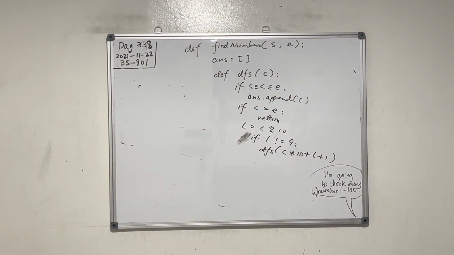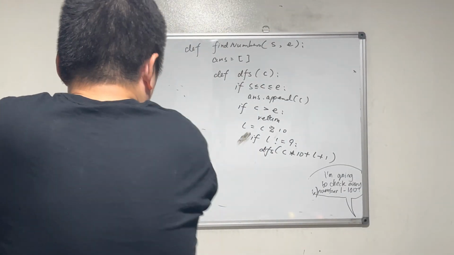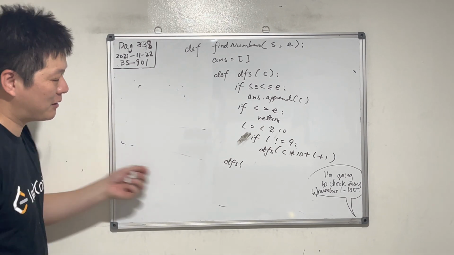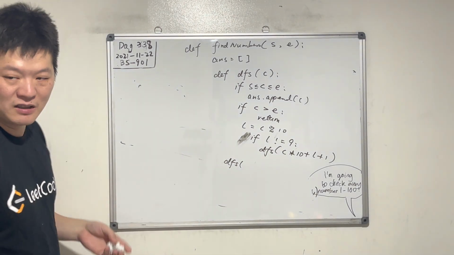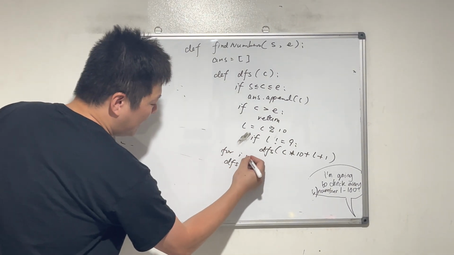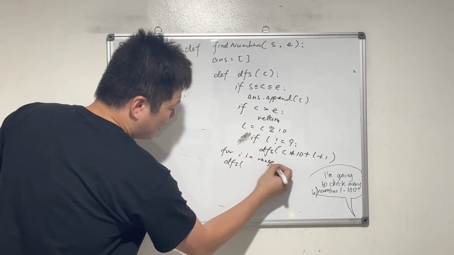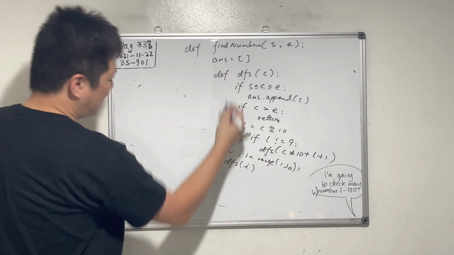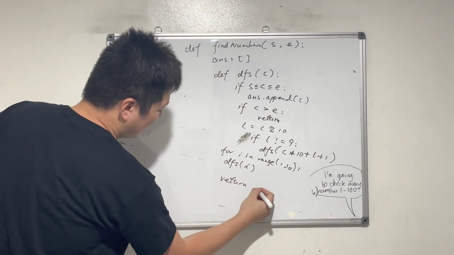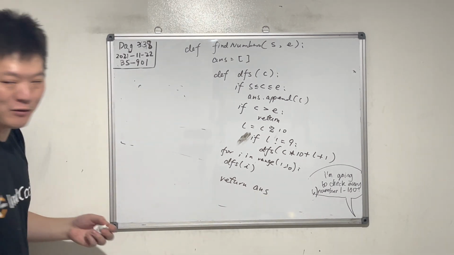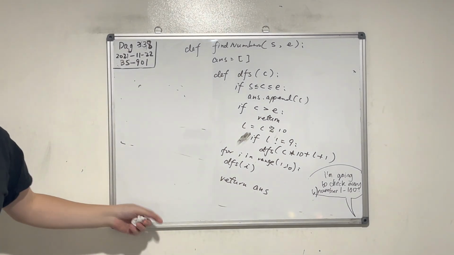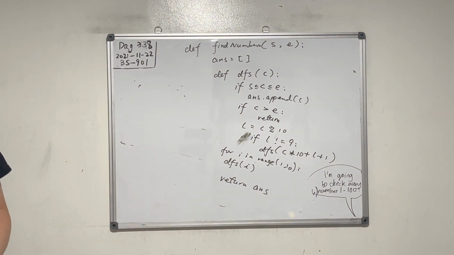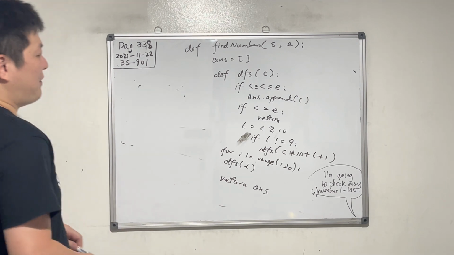What's next? At the beginning, what should we do now? We should therefore search what? How many possibilities for the first digit? Nine. So let's say for I in range 1 to 10, and therefore search I. And then I have this answer, so I can return answer. Or return sorted answer if you want it increasing. Make sense? Okay, so this is the search.